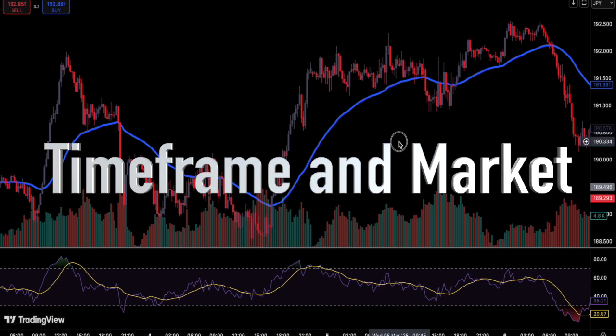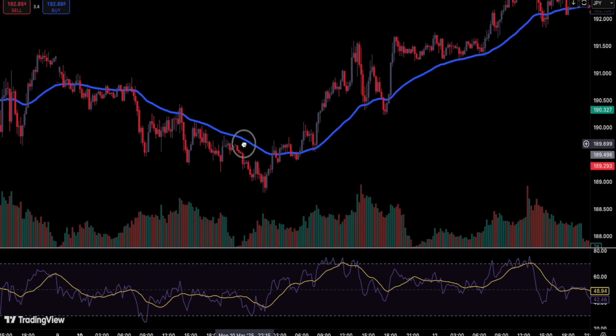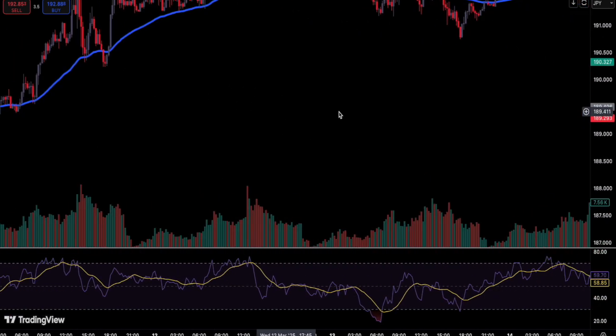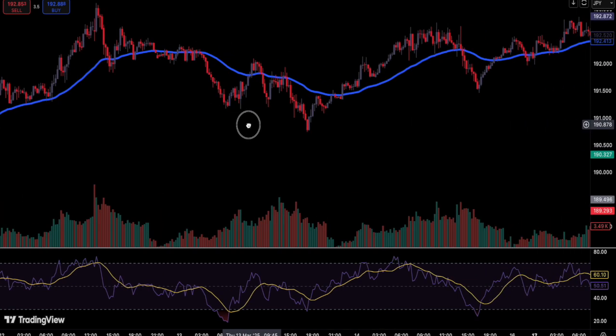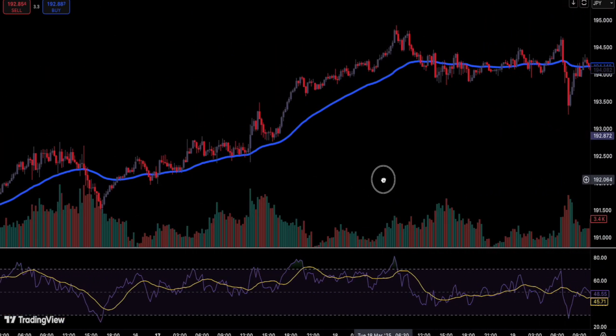Time frame and market. This strategy works best on short to medium-term time frames. For example, you can use it on 15-minute, 1-hour, or 4-hour charts. It works across most markets, but we recommend applying it to foreign exchange markets or stocks, especially liquid ones with high trading volume.